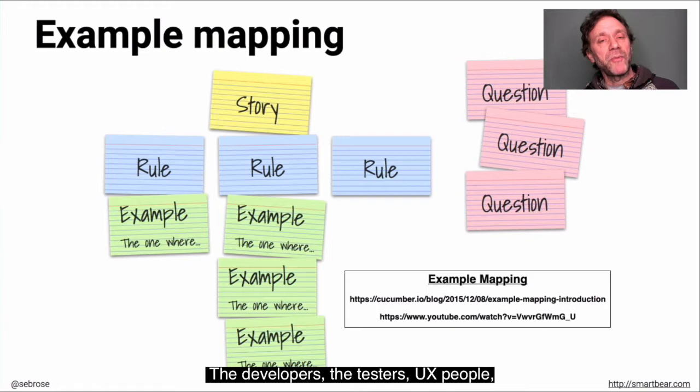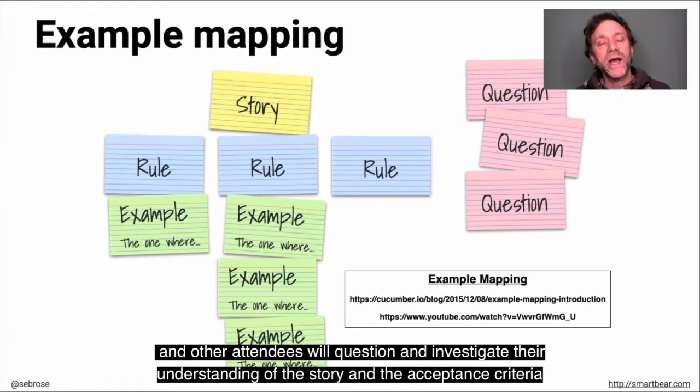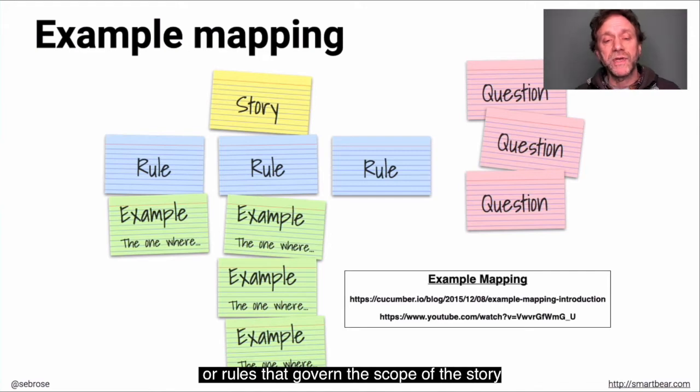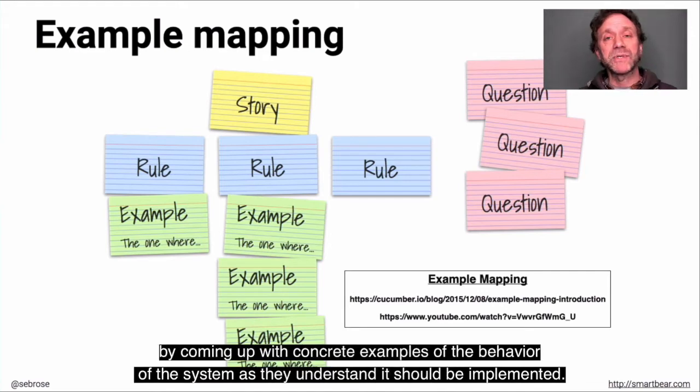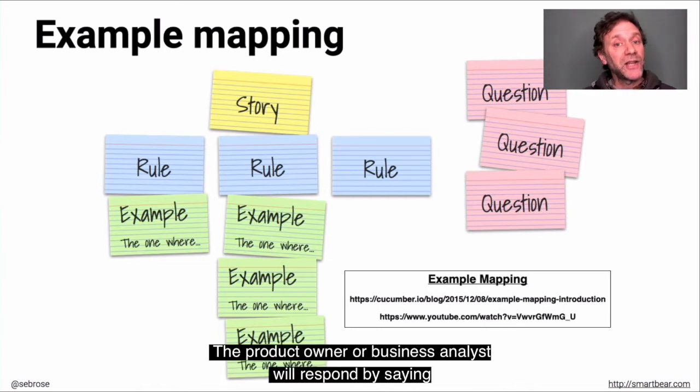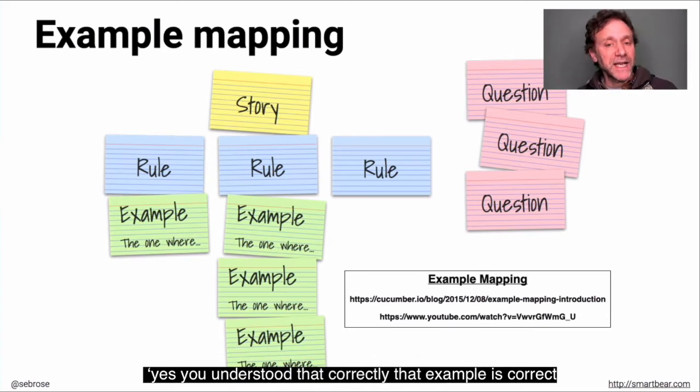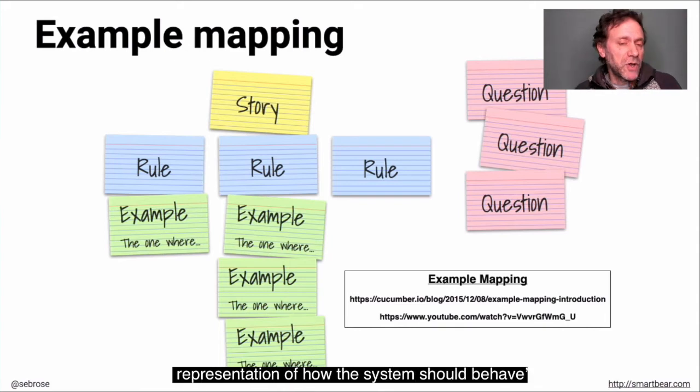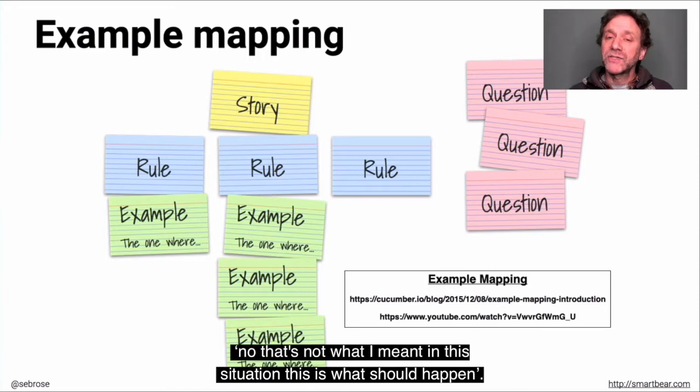The developer, the testers, UX people, and other attendees will question and investigate their understanding of the story and the acceptance criteria or rules that govern the scope of the story, by coming up with concrete examples of the behavior of the system as they understand it should be implemented. And the product owner or business analyst will respond by saying, yes, you've understood that correctly. That example is a correct representation of how the system should behave. Or they may say, no, that's not what I meant. In this situation, this is what should happen.